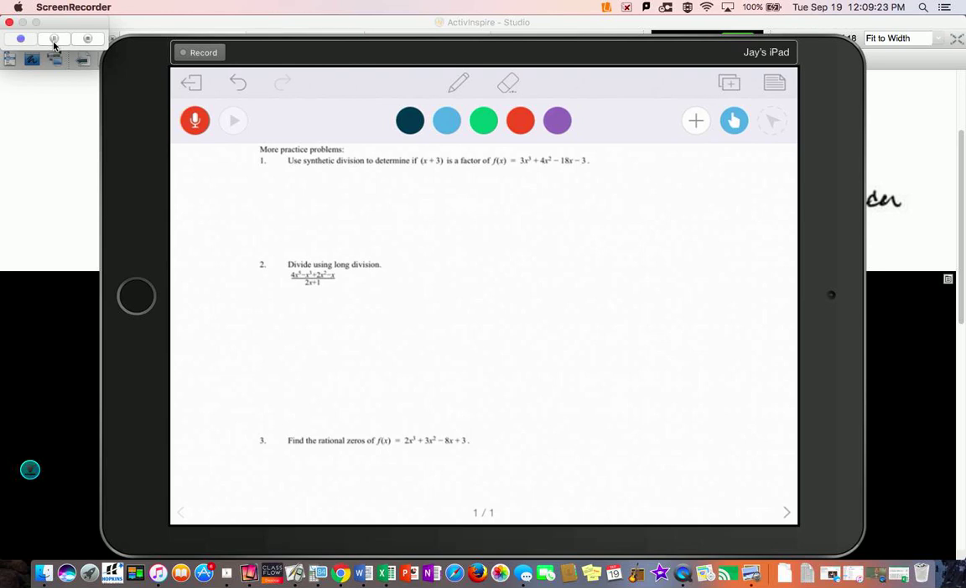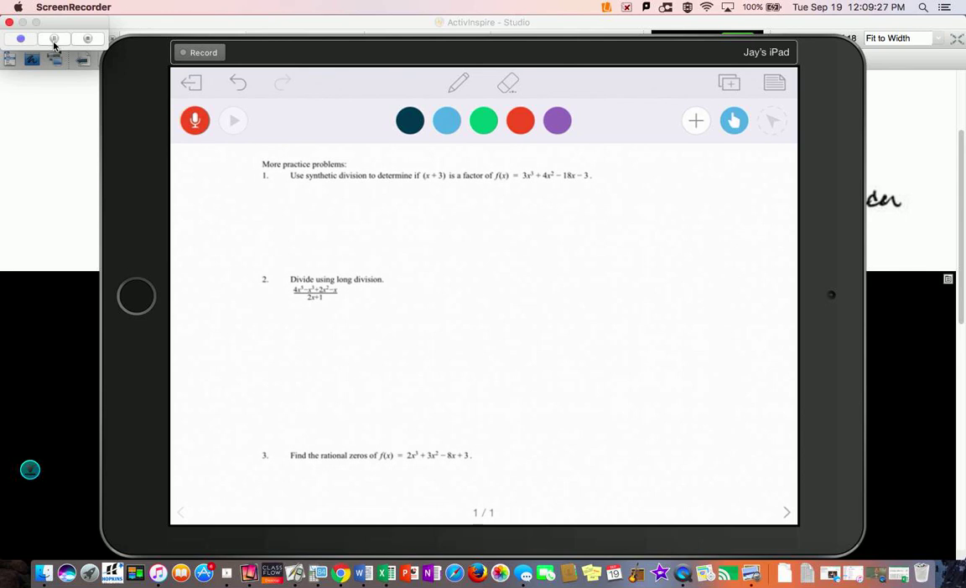The last page of the notes would be some more practice. Let's do this one as a DIY. So go ahead and set up synthetic division and go through that process, and then let's take a look at your answer. Pause the video now.